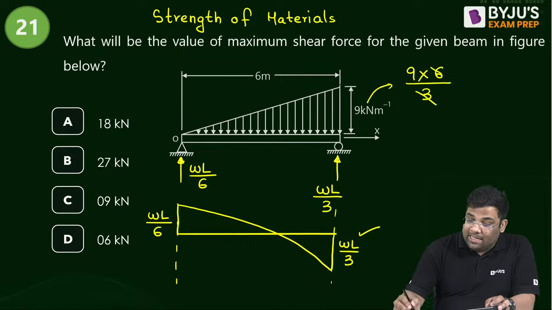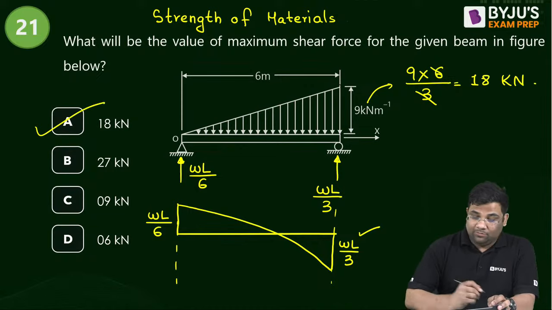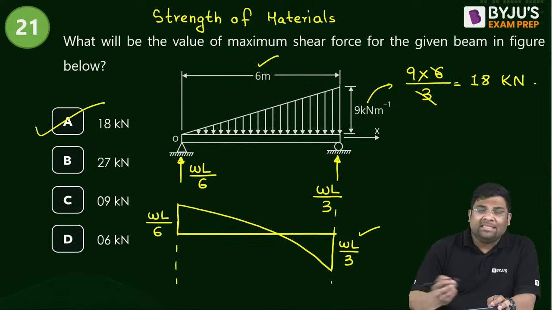This is W, 9, L is 6, divided by 3. I am getting this value as 18 kilonewton. The answer is A. Now, this is 6 meter.